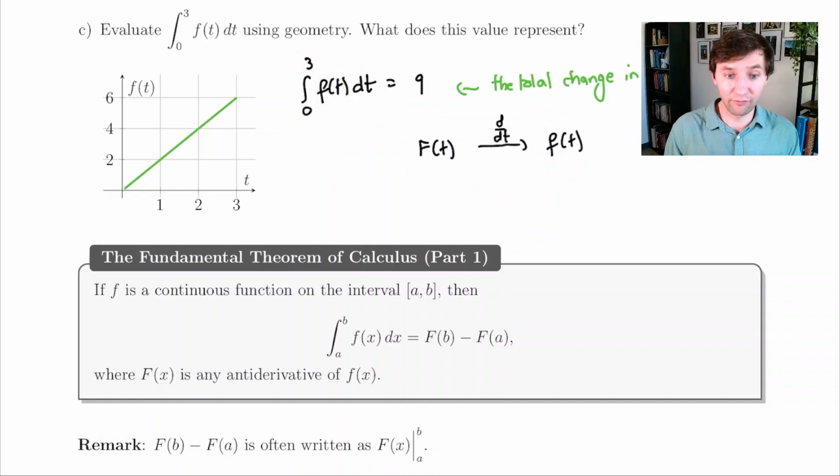Mathematicians, instead of writing capital F of b minus capital F of a, often write capital F of x, then they write a vertical line, and then they write b at the top and a at the bottom. Let me show you how this fundamental theorem of calculus works in practice.